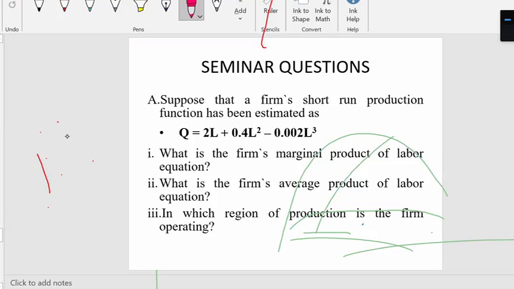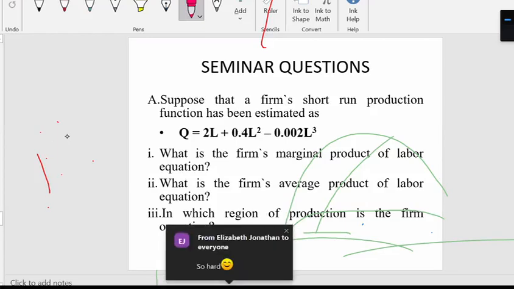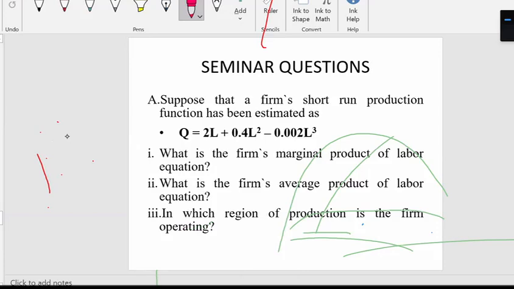Huo mfano Dr., sasa hivi umeeleweka at least. Can we proceed please? Au tupate break kama dakika 5 hivi. Yes. Okay, 5 minutes. Tutaingia dakika 50 hapa. Sawa daktari.